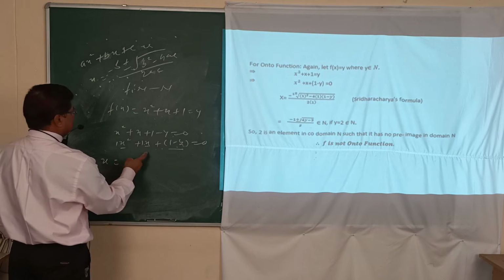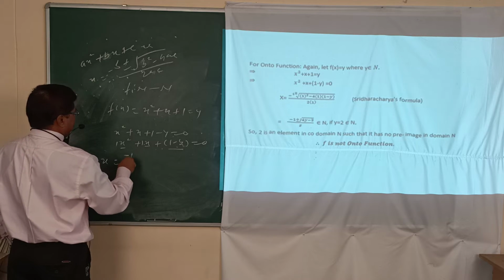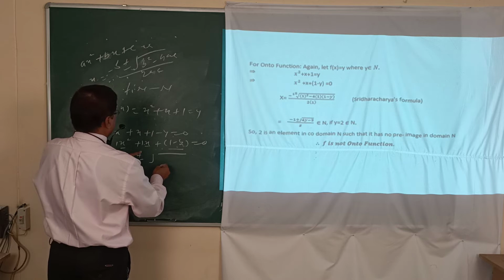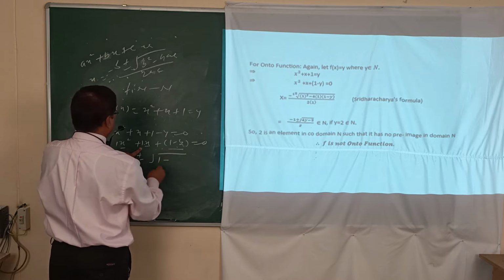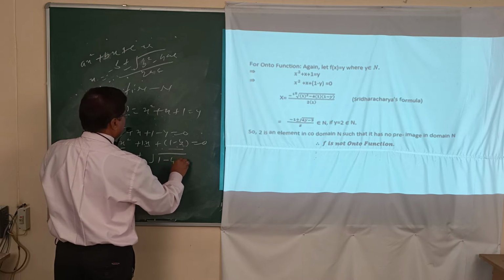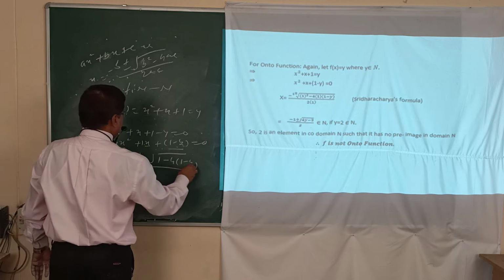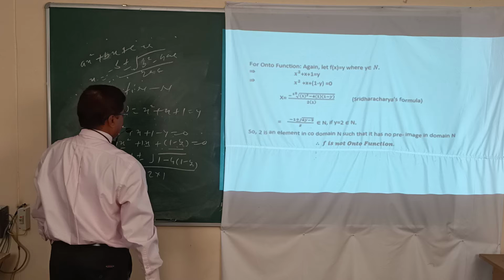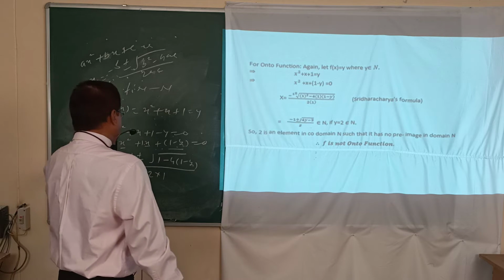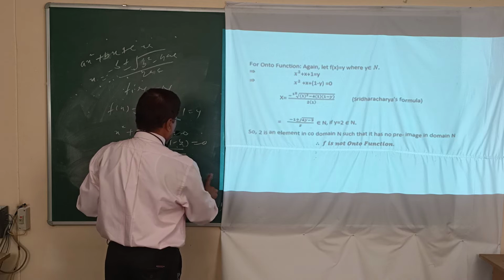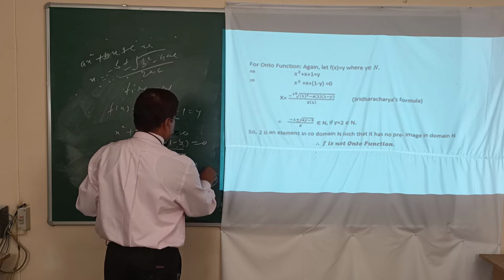x is equal to minus 1 plus minus under root b square, which means 1, minus 4ac, 4 into 1 minus y, upon 2a, 2 into 1. So after simplifying, this is not possible as a real number, natural number. This does not belong to the natural numbers.